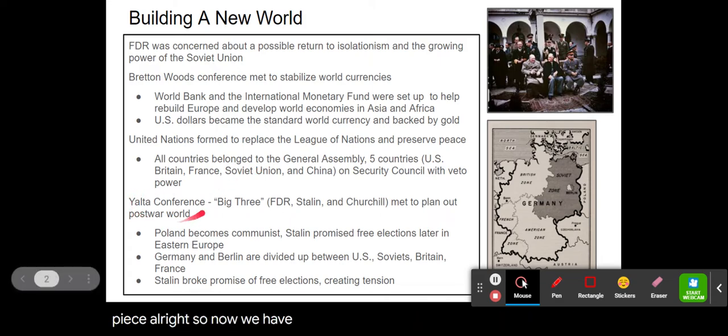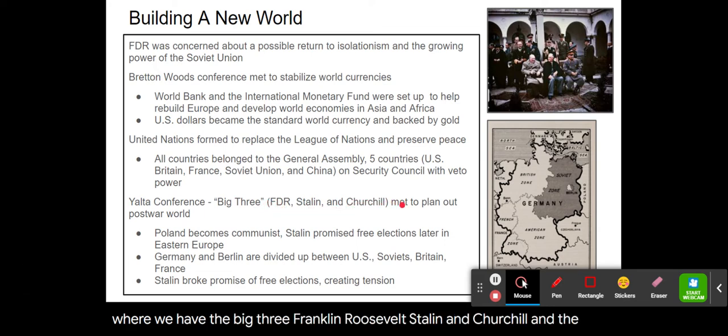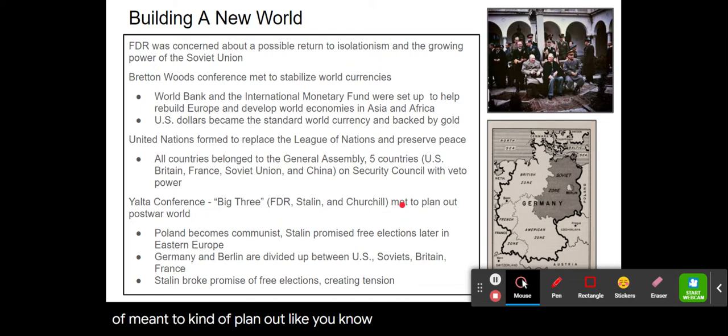All right, so now we have another meeting here called the Yalta Conference, where we have the Big 3: Franklin Roosevelt, Stalin, and Churchill. They met to plan out, because they were the winners in the war, what this new world was going to look like. And we see a picture of them here. See Stalin over here on the right, FDR in the middle, and Churchill on the left here.